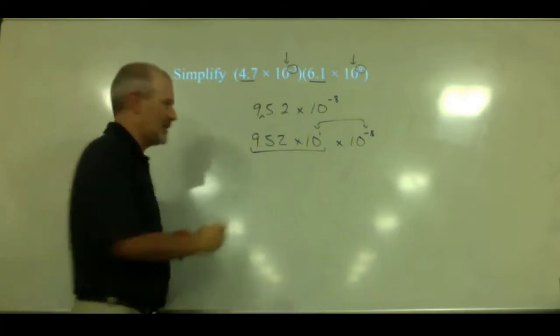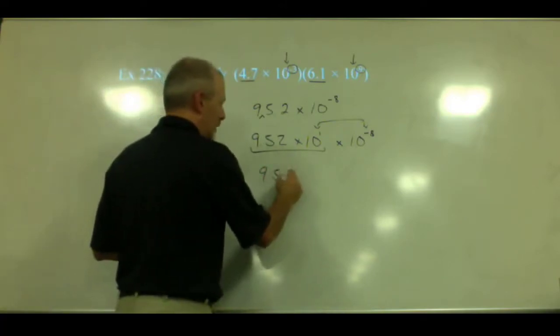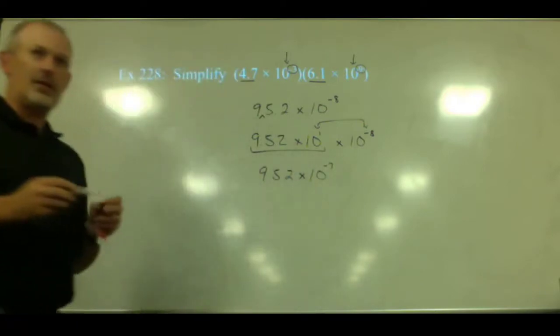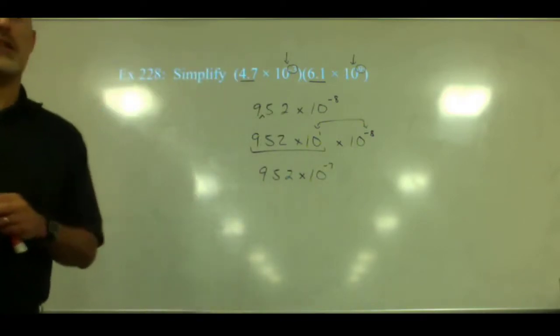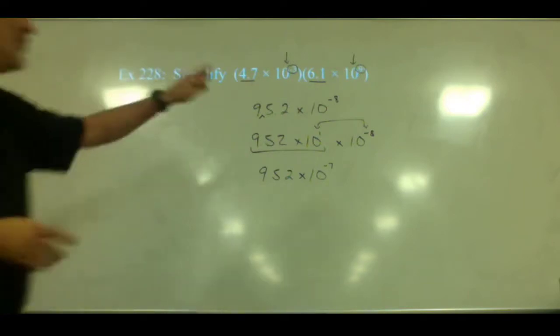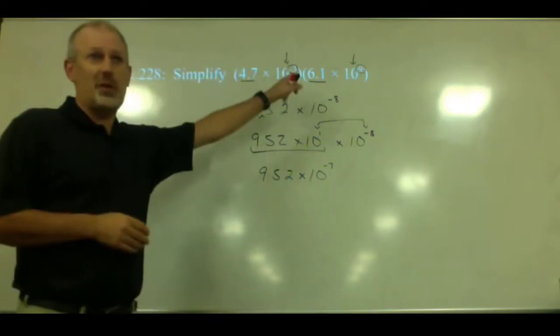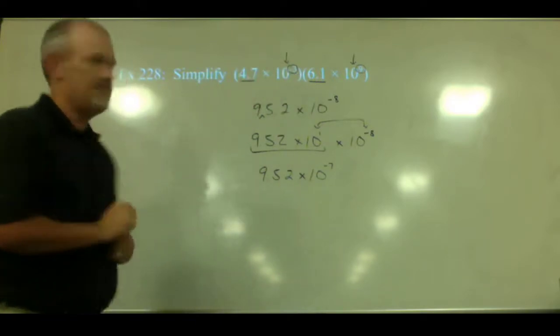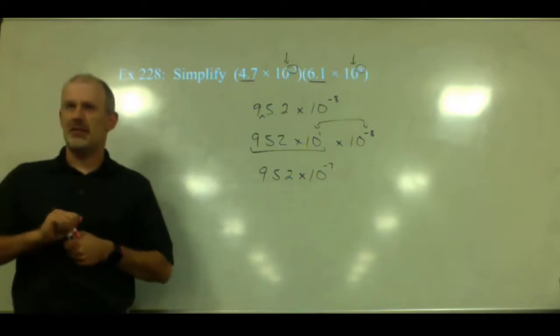And so we would get 9.52 times 10 to the negative 7. I was missing the rule, it has to be between 1 and 10. And in every one of the other examples, it was already between 1 and 10, so we didn't have to do anything. This was the first one, like I said, that it wasn't between 1 and 10, so we had to move it that time. Does that make sense?